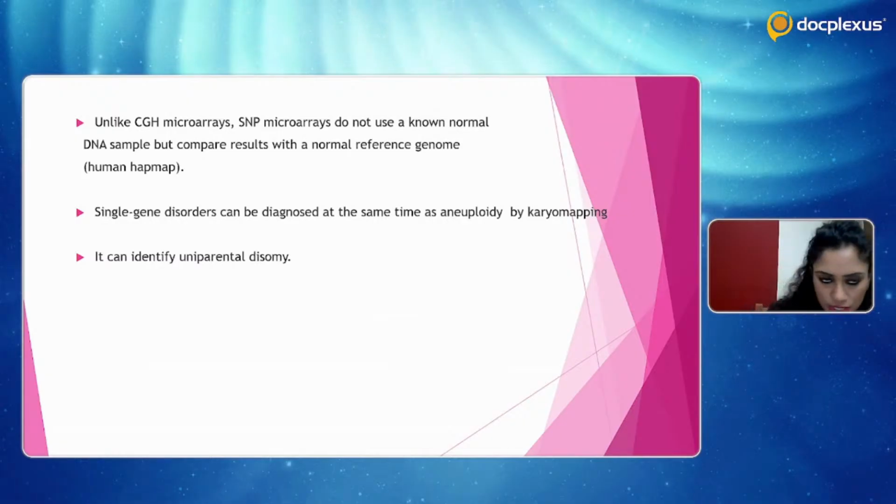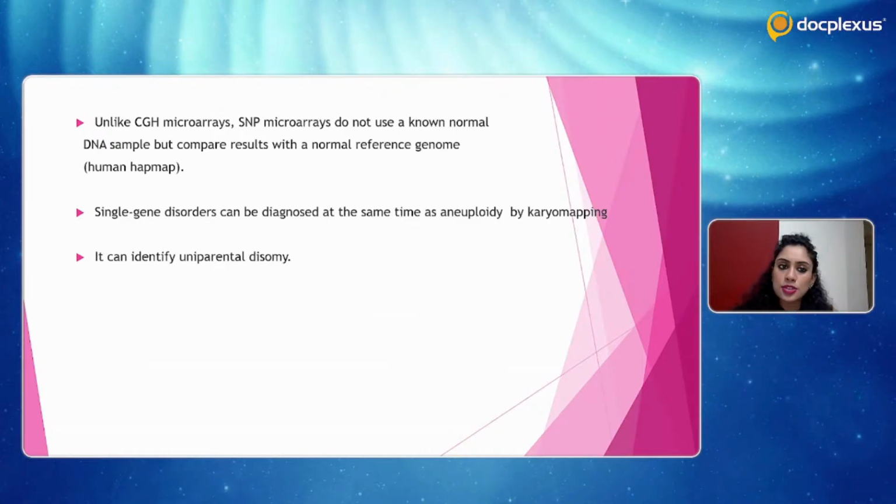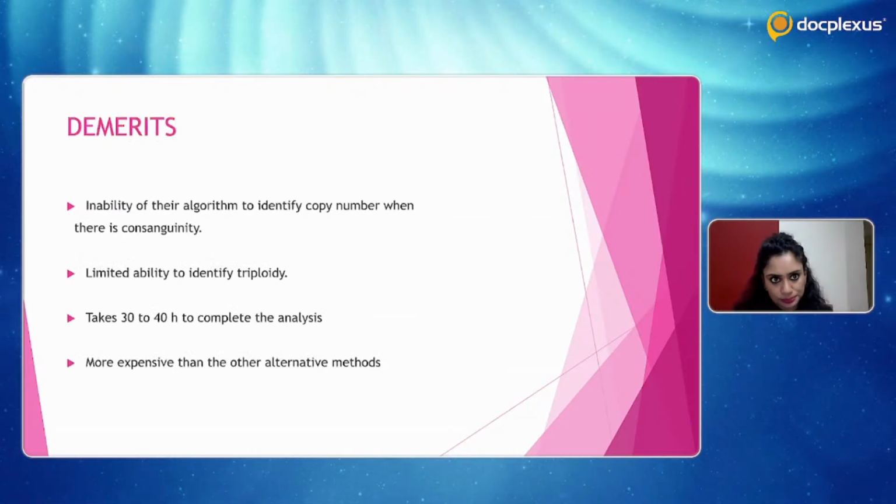Unlike the CGH microarray, the SNP microarray does not use a known normal DNA sample, but they compare these results with a normal reference genome, which is the human HapMap. Now, the single gene disorders can be diagnosed at the same time as aneuploidy by karyomapping, and it can identify uniparental disomy also. So, the disadvantages of the CGH are being turned into advantages with the SNPs. They can identify the uniparental disomy, they can identify the single gene disorders, and they can compare the whole genome with a normal reference gene.